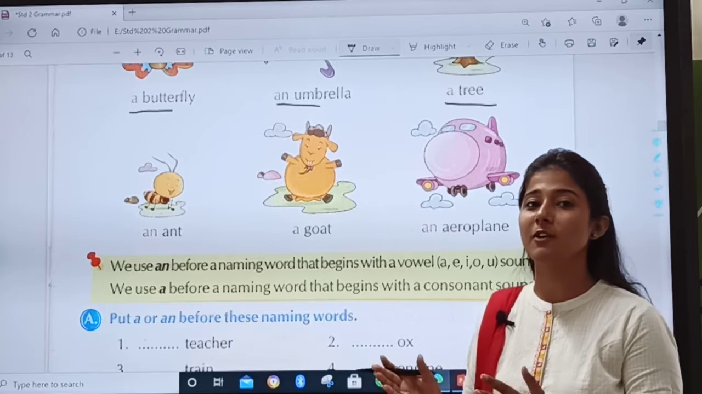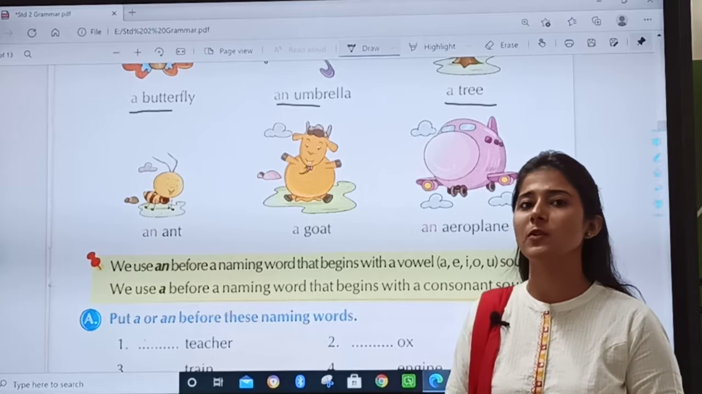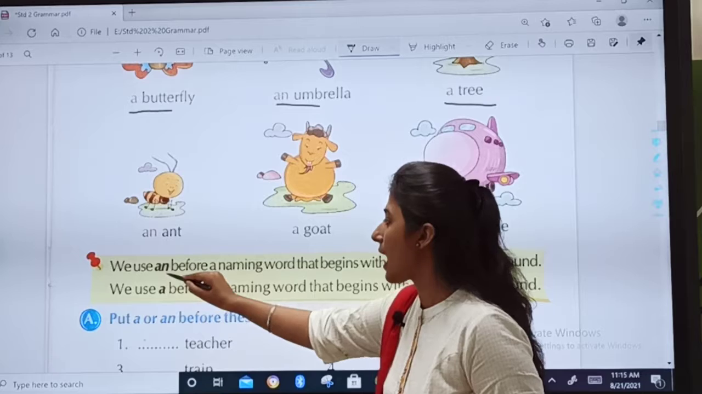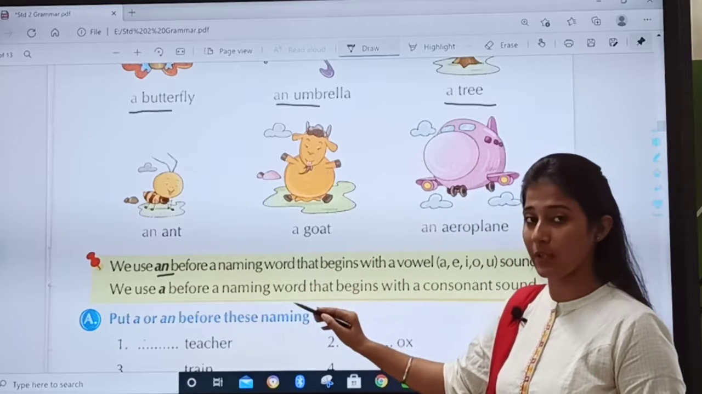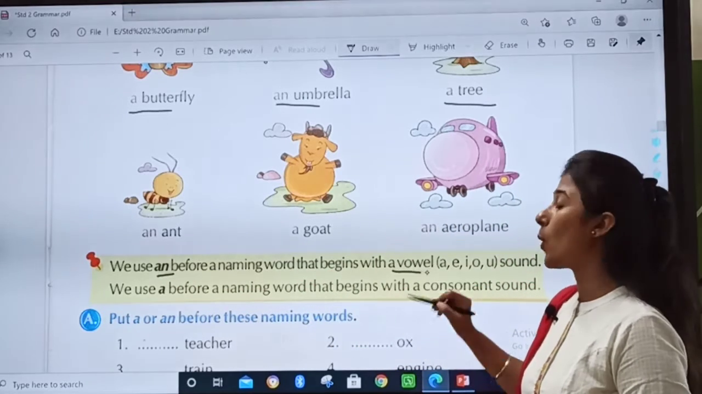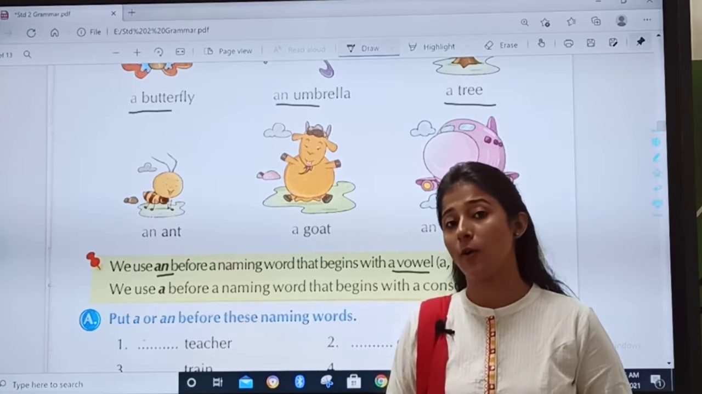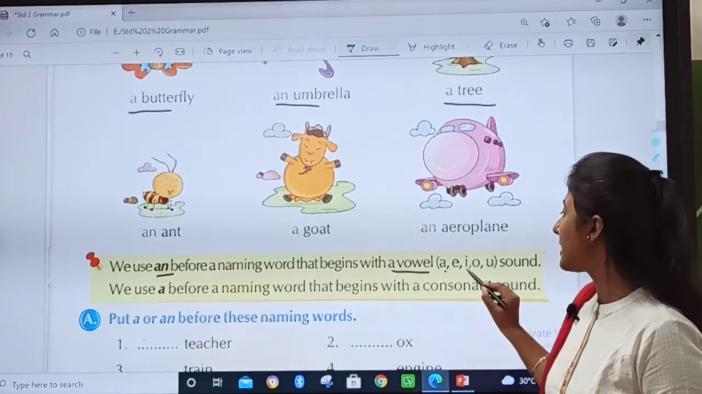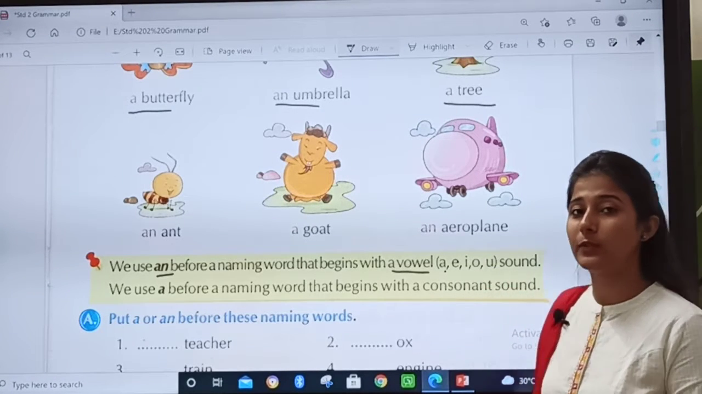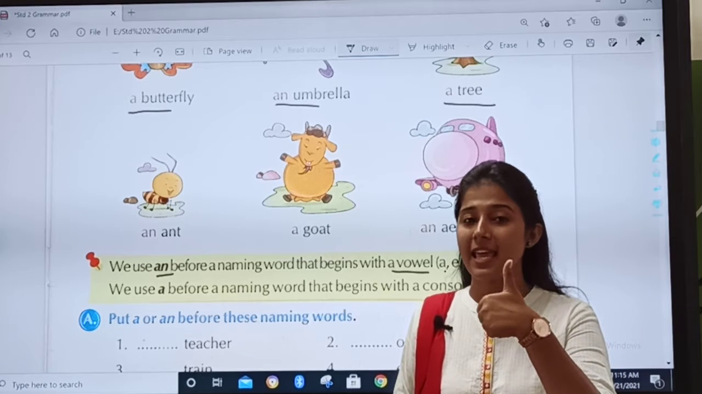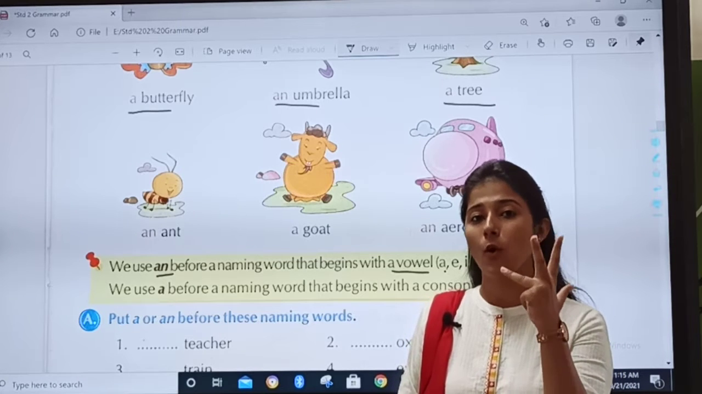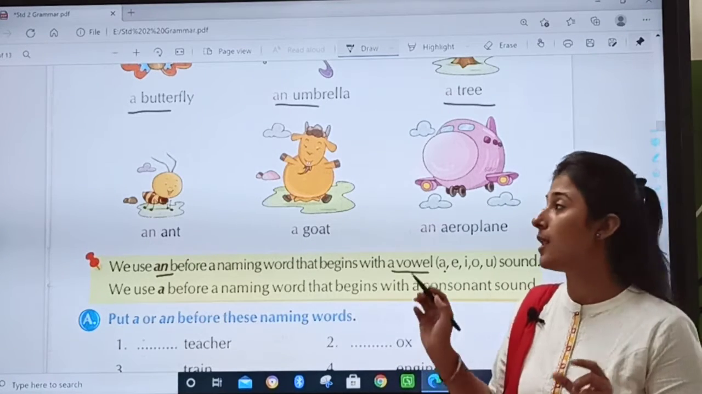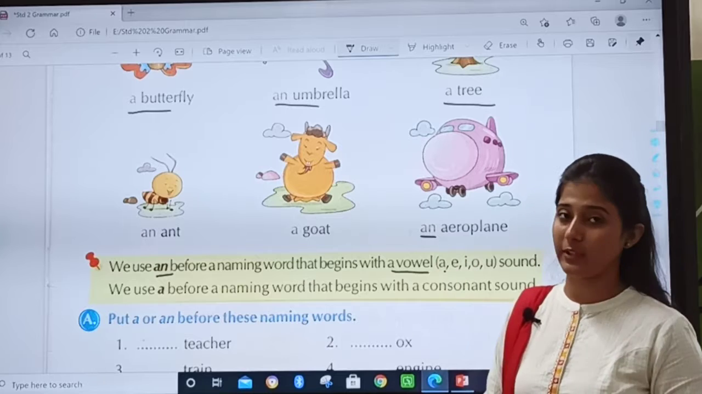Did you hear? In some words we were using a and in some we were using an. Why so? Let us understand. We use an before a naming word that begins with a vowel. Now what are vowels? I hope you all know. Vowels are A, E, I, O, U. There are 5 vowels. So whenever a word begins with a vowel, we have to put an before that word.